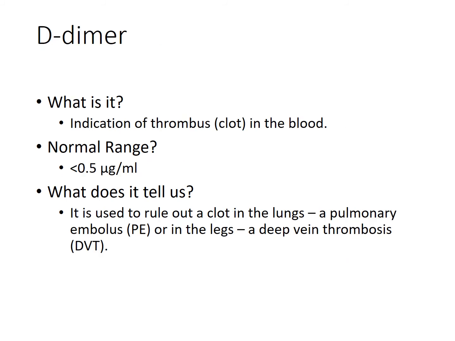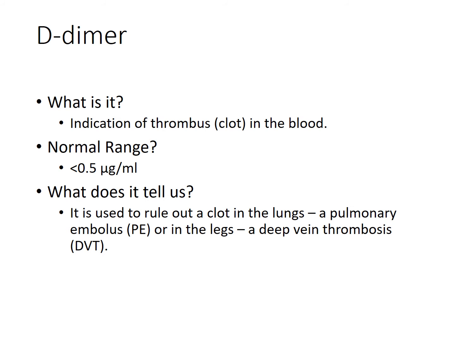The Ddimer result shows whether or not there is a thrombus or a clot within the blood. In particular, when we talk about clots, we're talking about either a pulmonary embolus, which is found in the lungs, or a deep vein thrombosis, which is found in the deep veins of the legs.